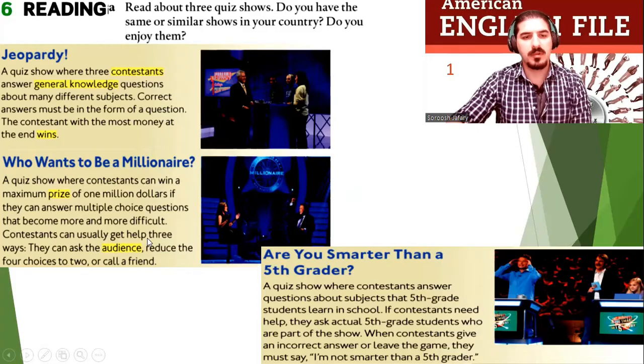Contestants can usually get help 3 ways. They can ask the audience, reduce the 4 choices to 2, or call a friend. I think we have this one. Are you smarter than a 5th grader? A quiz show where contestants answer questions about subjects that 5th grade students learn in school. If the contestants need help, they can ask actual 5th grade students who are part of the show. When contestants give an incorrect answer or leave the game, they must say, I'm not smarter than a 5th grader. Oh, that's a hard one.